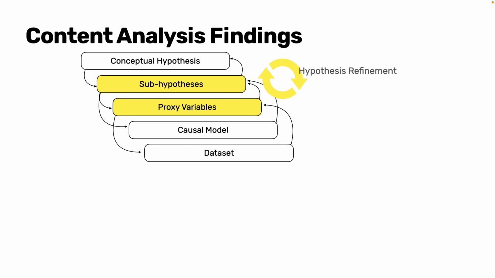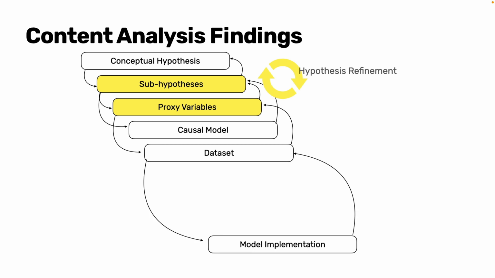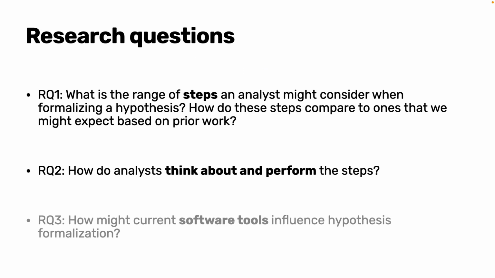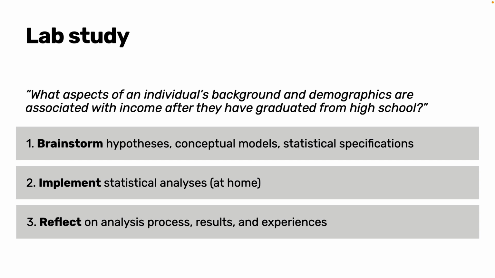In addition, just as prior work has suggested, there's an important relationship between data sets and statistical model implementations, starting to give us a clue into the dual search nature of hypothesis formalization that not only involves hypotheses and data, but also statistical model implementation. We conducted a lab study to answer our first two research questions and recruited 24 data workers, and the study was broken down into three parts. The motivating question posited to the participants was, what aspects of an individual's background and demographics are associated with income after they have graduated from high school?